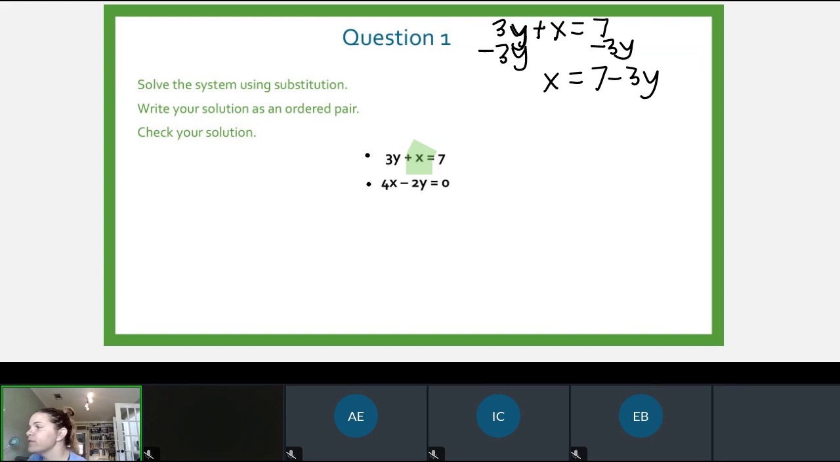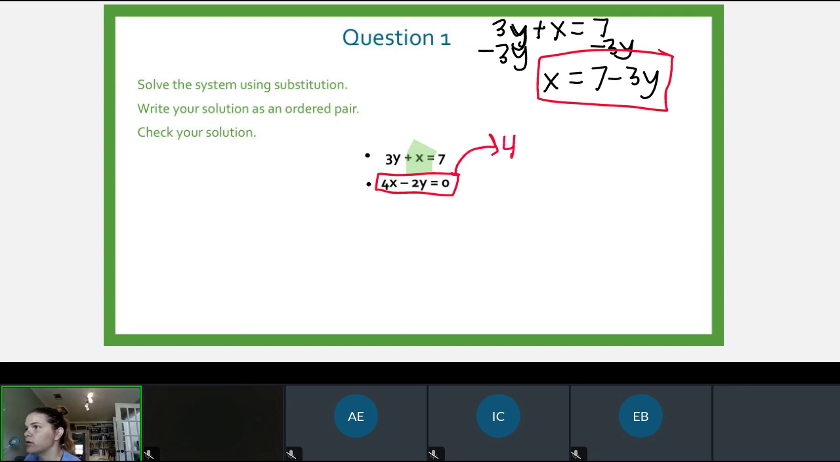Okay, so that was step number 1. Now what we are going to do is take this equation. This says that x is the same thing as 7 minus 3y. So I'm going to plug into this equation. Instead of putting in x, I'm going to plug in 7 minus 3y. So let's write it out.